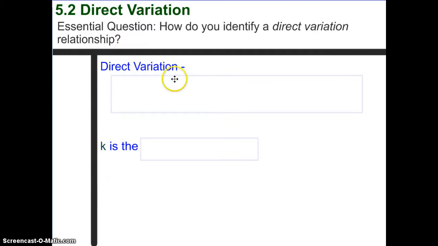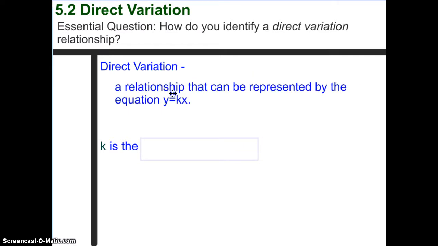All right. Would you write down direct variation? And then let's see what we should write down for a definition. It's a relationship that can be represented by the equation y equals kx. This is going to be super duper hugely important. We worked a bit with this last year, but we're going to really go in depth this year, and hopefully that will go well. So y equals kx, that is our most important thing that we're going to look at all day. All right? So k is the constant of variation.